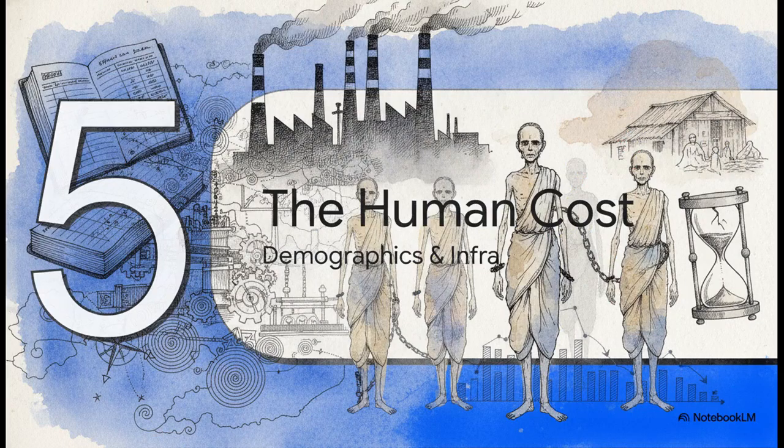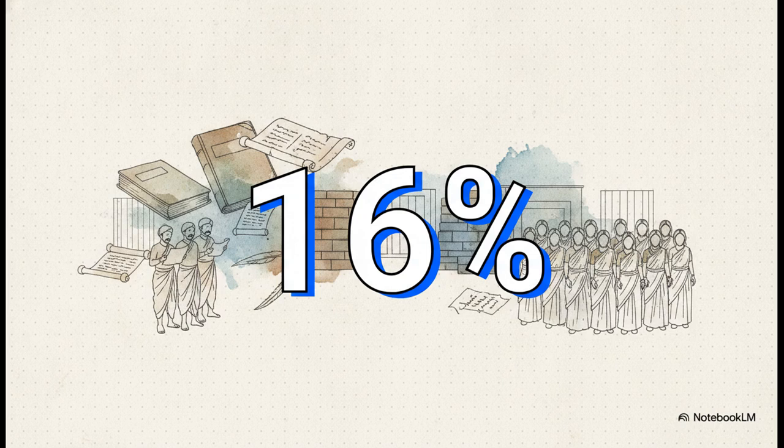Let's look at the final piece of the puzzle, Section 5, Demographics and Infrastructure, the human cost. When we look past the trade routes and the ledgers to the actual everyday people living through this chapter, the demographic data, especially from the 1881 census onwards, is just deeply shocking. The overall literacy level across the entire country was less than 16%. 16%! That points to a staggering lack of educational infrastructure, and it's even worse when you look at the gender divide. The female literacy rate was sitting at a dismal, almost negligible 7%.